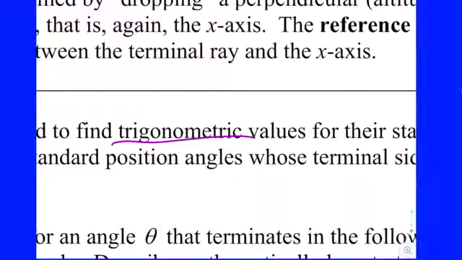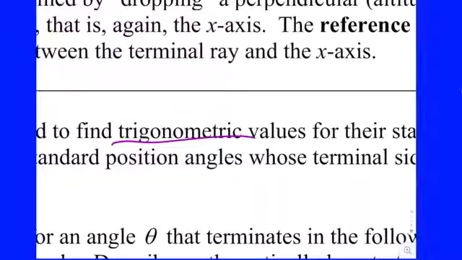Sohcahtoa is a mnemonic device for memorizing 3 of the 6 trigonometric values of a right triangle. Remember that? So was sine, and that meant opposite over hypotenuse. Ka was cosine. It was adjacent over hypotenuse. And toa was tangent. It was opposite over adjacent. Those end up being 3 of what turns out to be 6 trigonometric values for a right triangle.